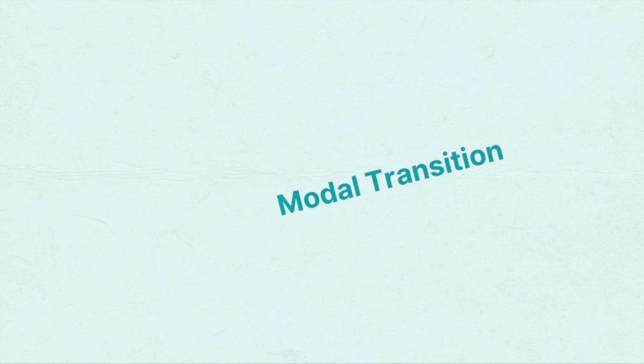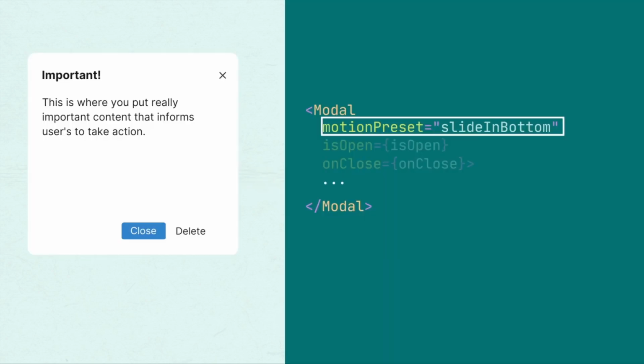Adding a smooth entry and exit transition makes the modal pop. By default, modal comes with a scale transition, but you can change it by passing the motion preset prop and setting its value to slide in bottom, slide in right, scale, or none.